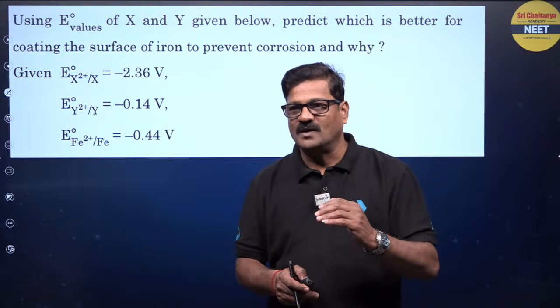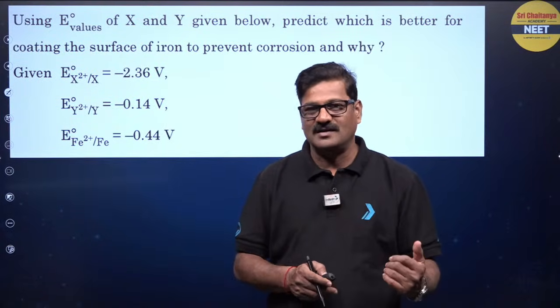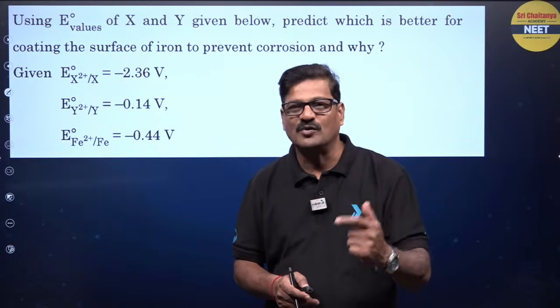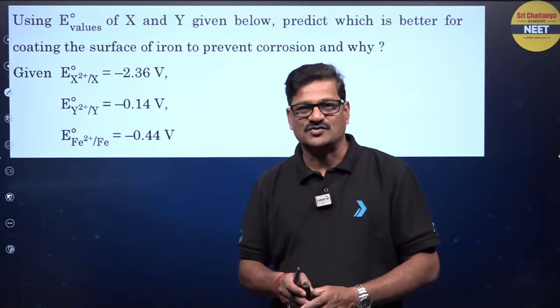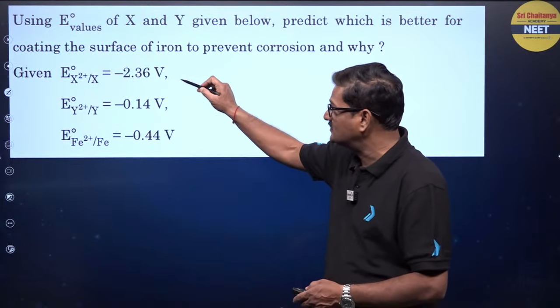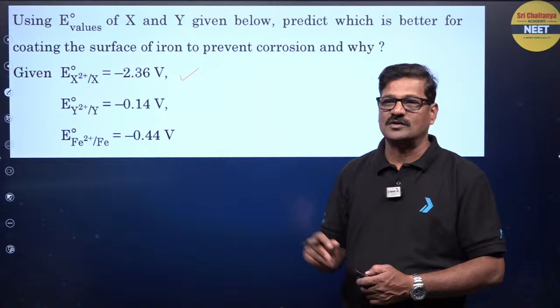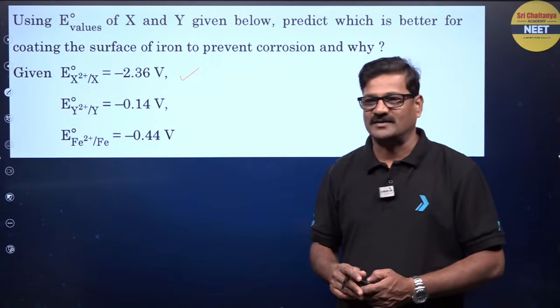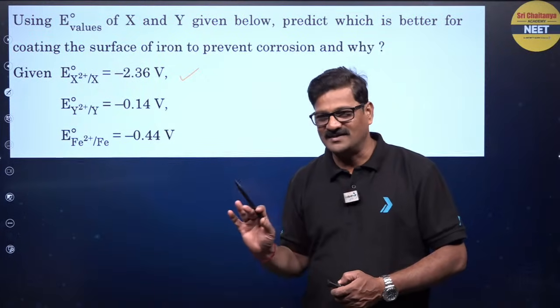The mathematically smaller SRP value is going to be the more electropositive element. So I would suggest the X metal containing minus 2.36 volt is used as the protector. So that is the answer, right?